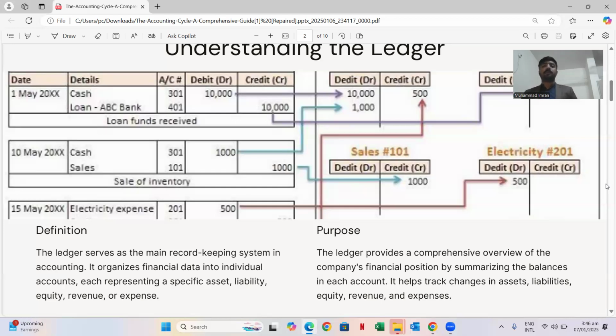So in this way, the ledgers are prepared, the different accounts are made, and the relevant transactions are recorded in each account for clear understanding, and to have the balance of each account at any time of need.